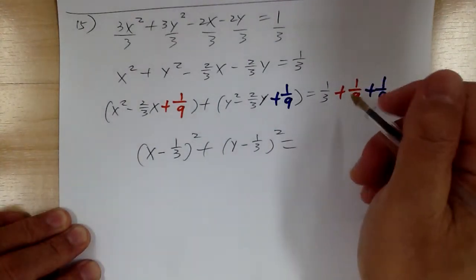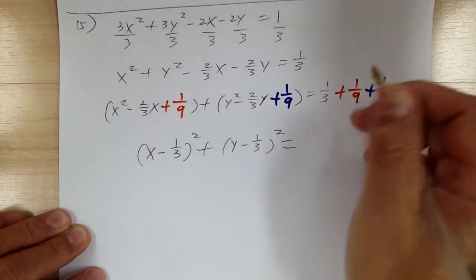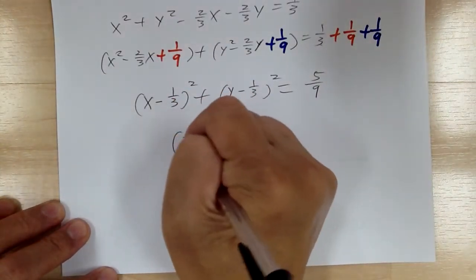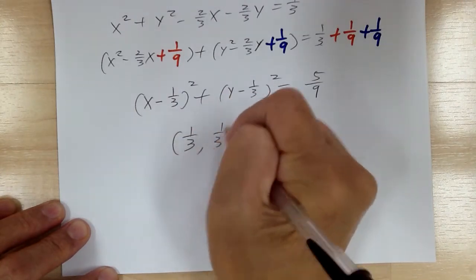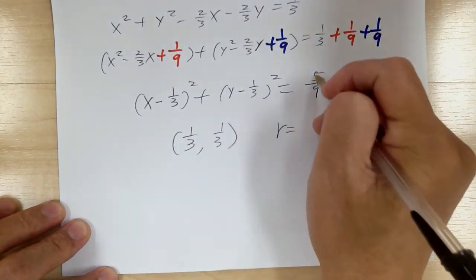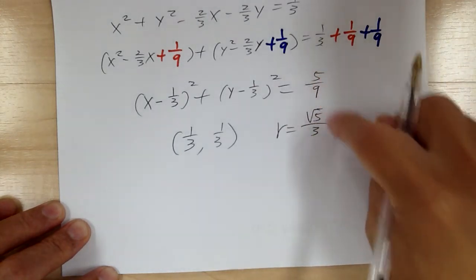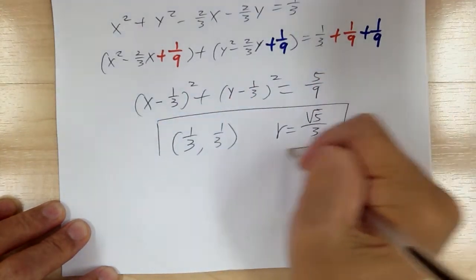When you add this together, this is equal to 3 over 9, so that gives you 5 over 9. So your center is going to be 1/3, 1/3. The radius will equal the square root of 5 over 3. You just take the square root of that, and that's it.